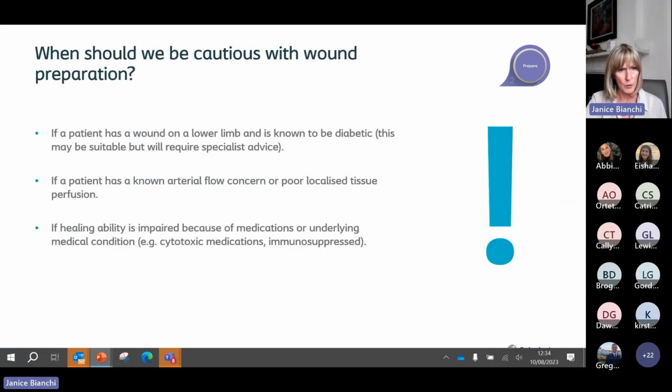We should be cautious, of course, and there are patients that we have to be cautious with and make the decision depending on that individual. So people who have a lower limb wound and are a known diabetic, it might be better to speak to the podiatrist. If the patient has a poor arterial flow to that limb, then we have to be cautious. Or if the person's on medications which are immunosuppressive, or they have a condition which means that they're immunosuppressed, then we have to be cautious about wound preparation in these individuals too.